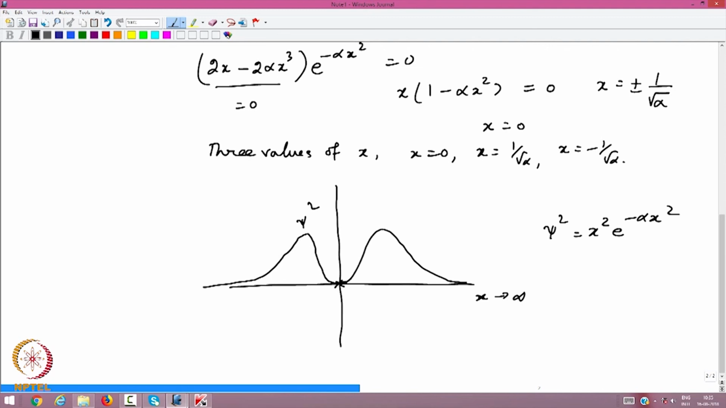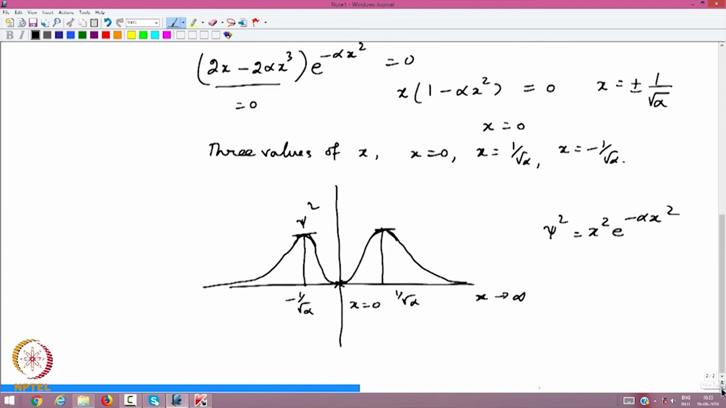They are symmetric anyway. Now, you would see right away that x is equal to 0 seems to be a minimum. This is the value, and also this is 1 by root alpha, and this is minus 1 by root alpha, where the function is a maximum and the derivative here is 0. The derivative here is 0. Okay.